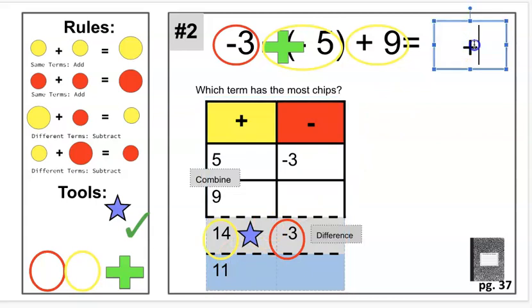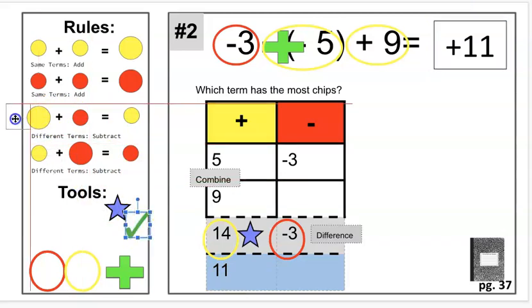Now we can come over here to the box and put our +11. And we're going to look at this rule here. We have a red and yellow. You find the difference, and your answer is going to be positive. So here's the red and yellow. You find the difference and your answer is positive. So we're going to take our check and place it to this rule. You need to be able to identify which rule we are using.